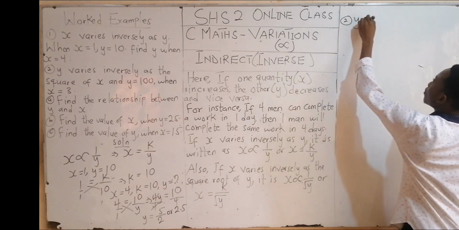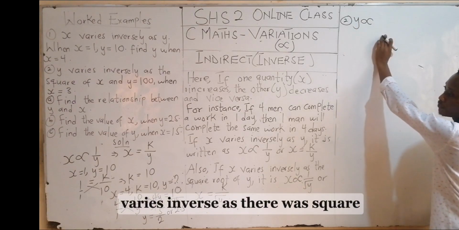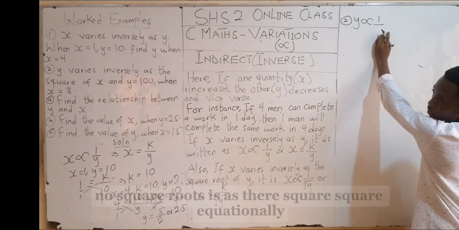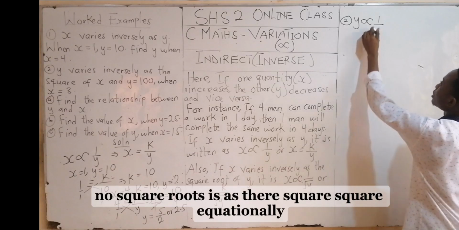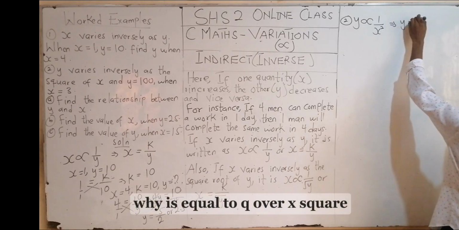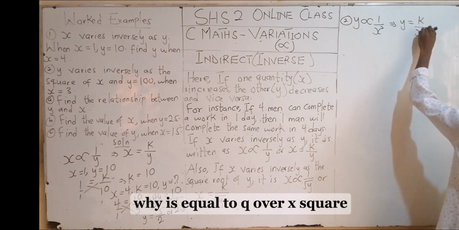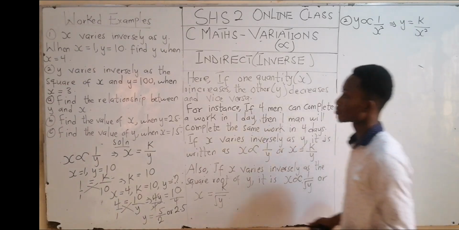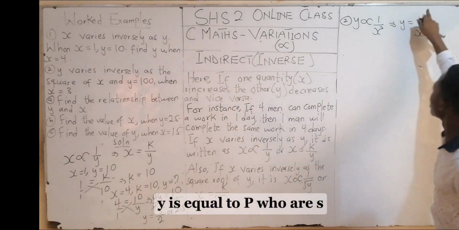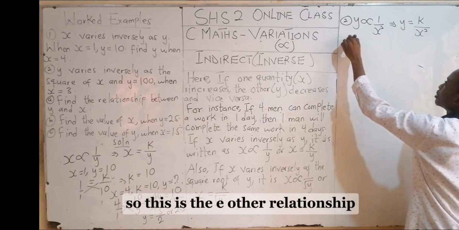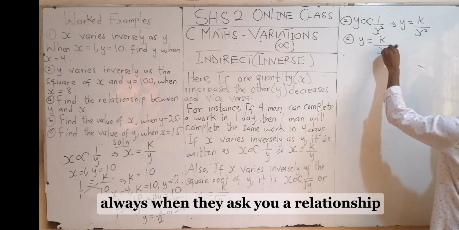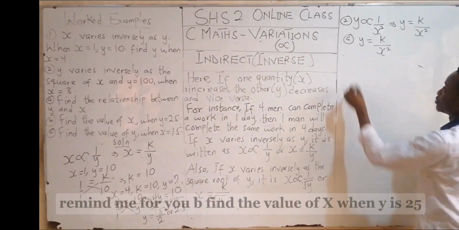Y varies inversely as the what? Square. Not square root. Yes, as the square. Equationally, y is equal to k over x squared. So the relationship between y and x is that y is equal to k over x squared. So this is your A. That's the relationship. Always when they ask you your relationship, this is what they are demanding from you.